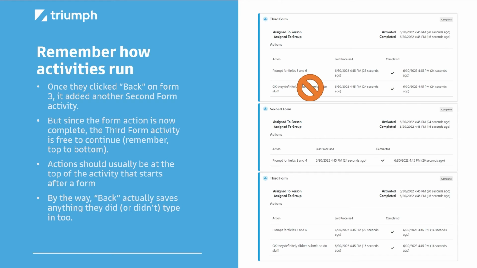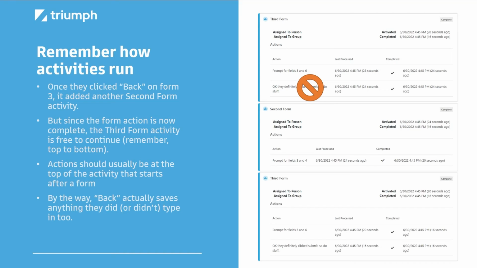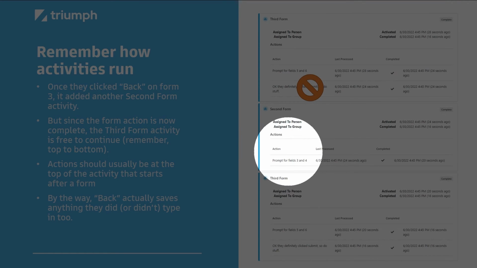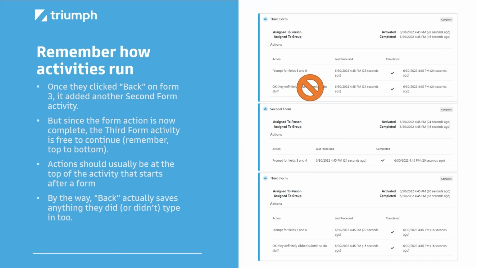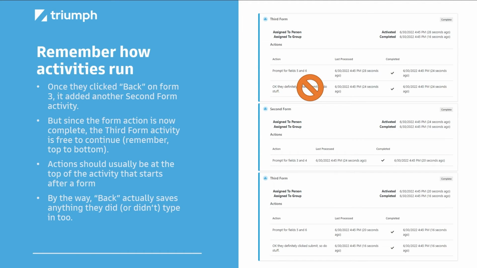What we should do instead is move this, okay, they definitely clicked submit here, into your post form wrap up activity. So we prompt for fields 5 and 6. If you click back, it's just going to go straight to the second form. Next would go straight to the third form. And then only once you click submit would this, okay, they definitely clicked submit action run. So make sure that your actions are at the top of the next activity rather than after the forms in the current activity.